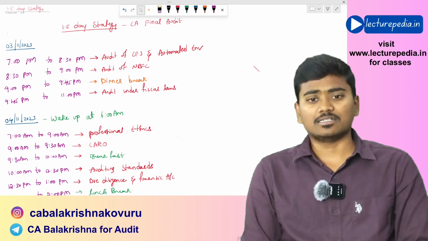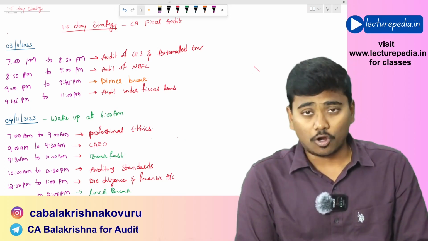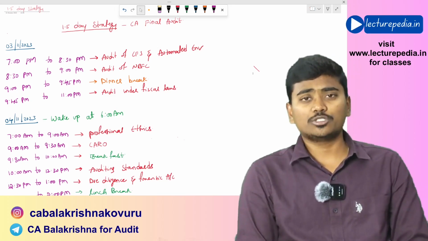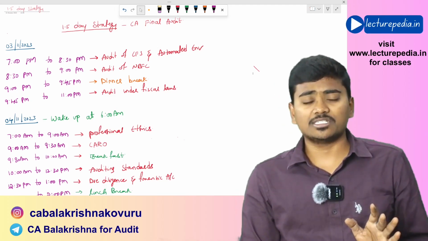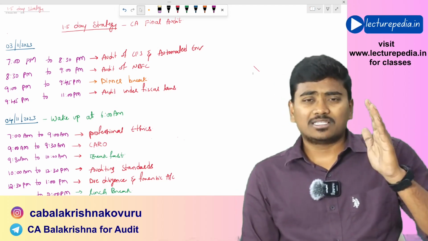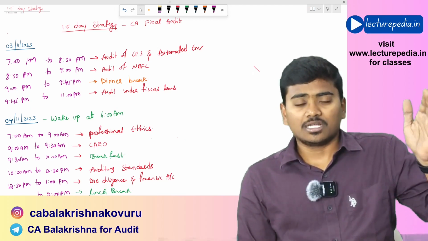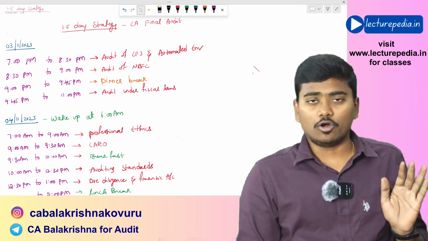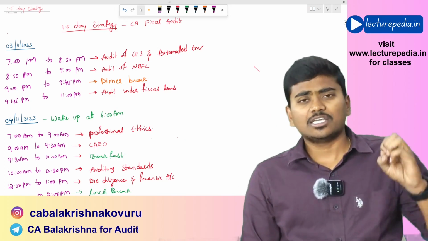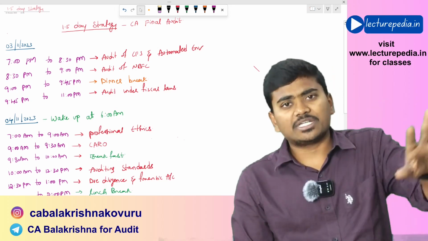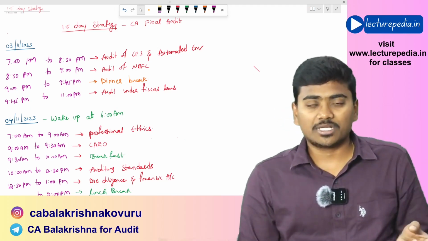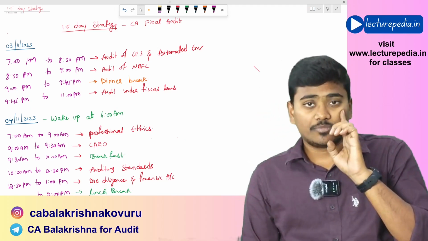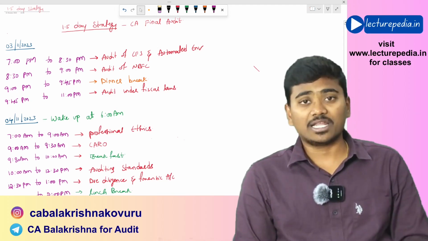Before discussing this 1.5 days strategy for audit revision, I wanted to give you one suggestion. Once the SFM examination is completed, please don't think about it after coming out of the examination hall. Whether the paper is easy or tough, keep it aside, because you should not carry the impact of the previous paper onto the next paper. Last time it happened like this only.